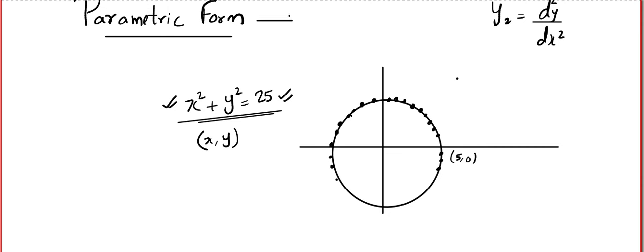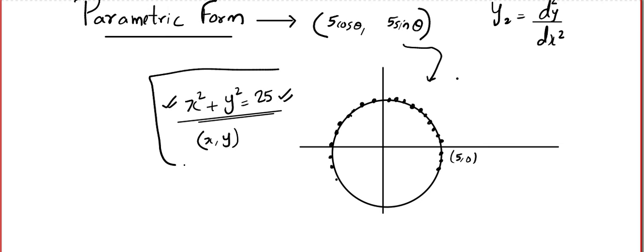Now, in parametric form, what we do is, we write this x and y as a coordinate with the help of a third variable. I'll give an example. If I write 5 cos theta, 5 sin theta, then do you know what happens? It will generate the same points which are described by this equation. For example, if I plug in theta equal to 0 degree, I will get 5 into 1, 5 into 0, that is 5 comma 0.